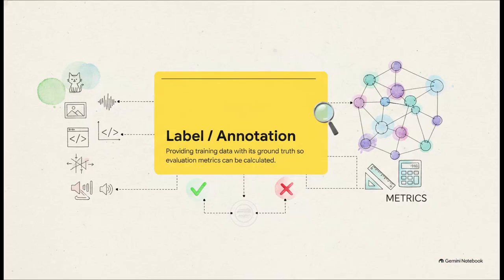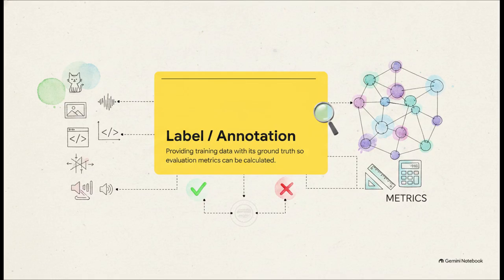Because here's the thing, none of those metrics we just talked about mean absolutely anything if we don't have a reliable way to verify the results. Enter labeling, or sometimes it's called annotation. This is the painstaking process of providing training data with its absolute ground truth so those evaluation metrics can actually be calculated in the first place.